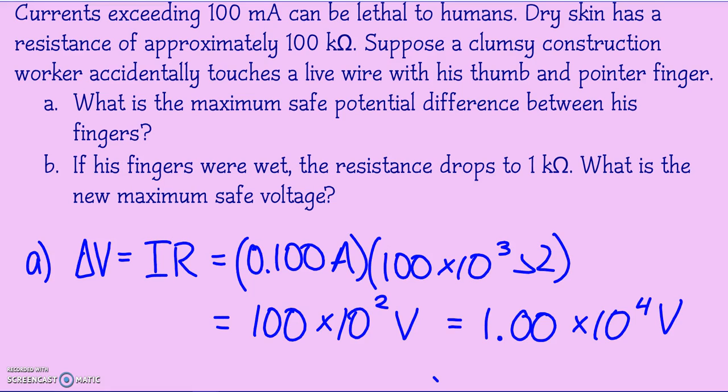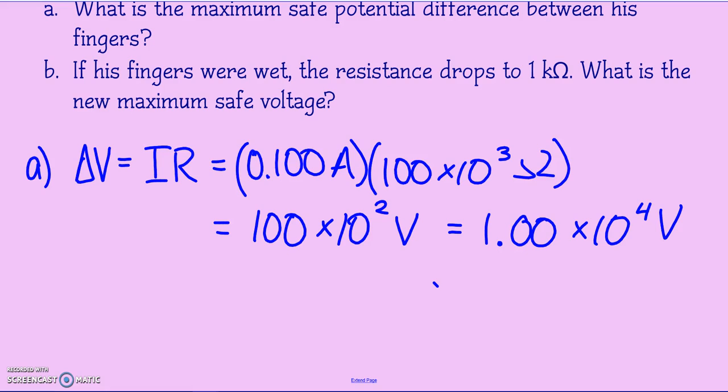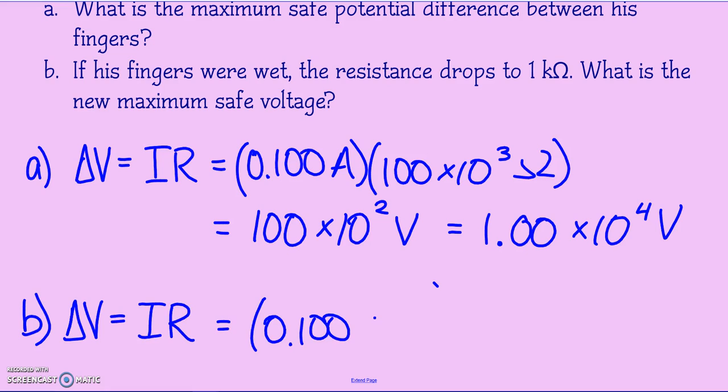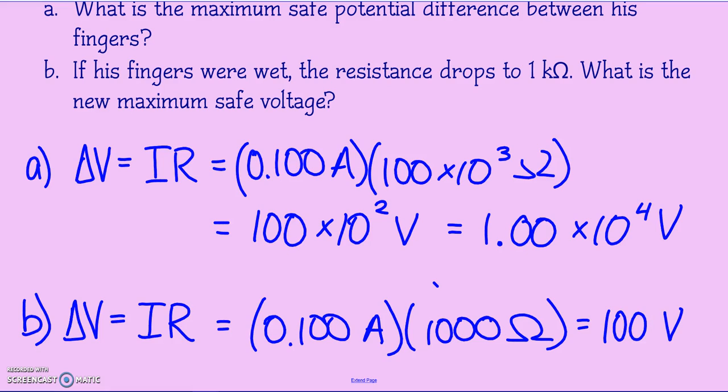However, Part B talks about what happens if his fingers were wet instead. The resistance of wet fingers drops quite a bit to 1 kiloohm rather than 100 kiloohms. So in Part B, we'd be replacing that resistance with, I'm going to write that as 1,000 ohms. And when we multiply 0.1 amps times 1,000 ohms, we end up with only 100 volts.